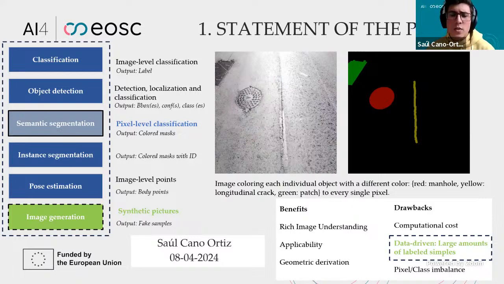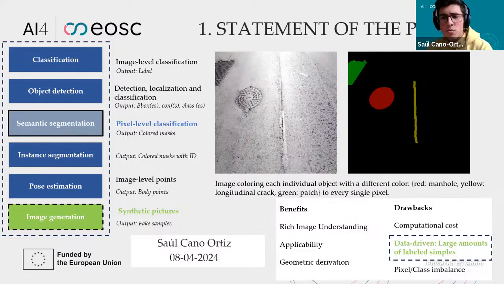The benefit of using segmentation architectures is that they give you rich image understanding because you have pixel-level information. Also, the applicability is, as Deborah mentioned, and you can also compute geometric aspects such as areas, lengths, or widths with skeleton-type algorithms. The drawback is the computational cost because of the high-level precision.